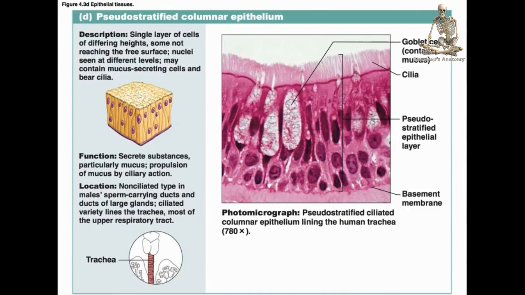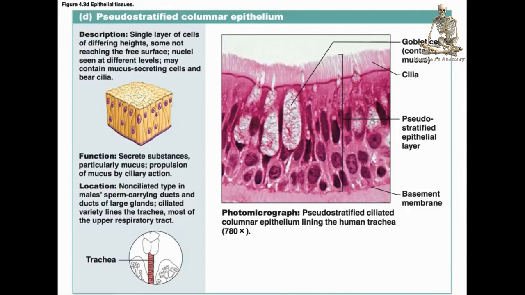As we already discussed, it helps in secretion of substances, particularly mucus, and the propulsion of mucus by ciliary action. And location also we discussed: non-ciliated types are found mostly in the male sperm-carrying ducts and ducts of the large glands, and ciliated varieties are found in the lining of the trachea and most of the upper respiratory tract.